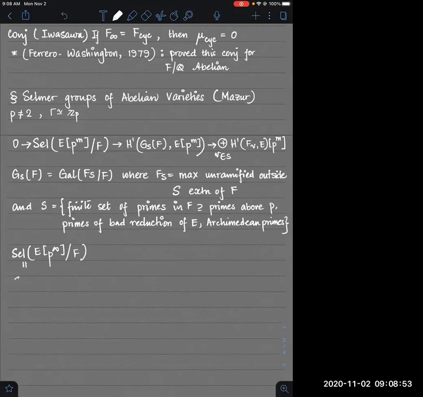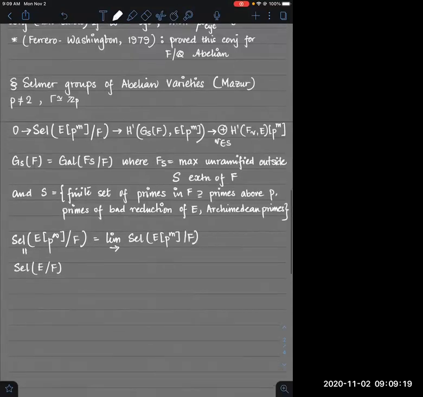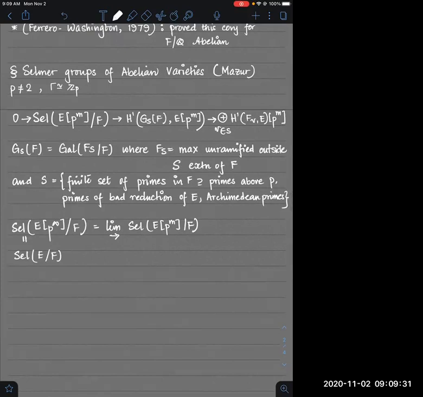And just for notational reasons, I will write it as Sel E over F, because I'll never talk about the whole Selmer group. I'll always just be talking about a p part. And this is the direct limit of Sel E. Once again, I will not necessarily be interested in what's happening at a finite layer or over a number field, but instead what's happening at the top. So I will look at Sel E over F_infinity, which is the direct limit where I'm going over the tower.